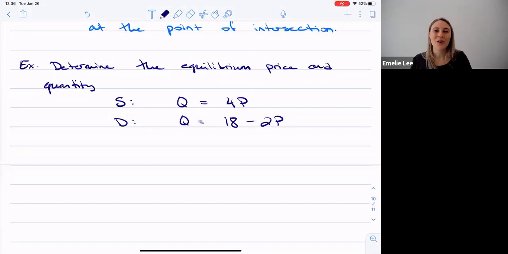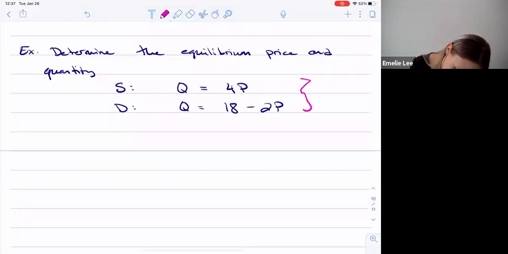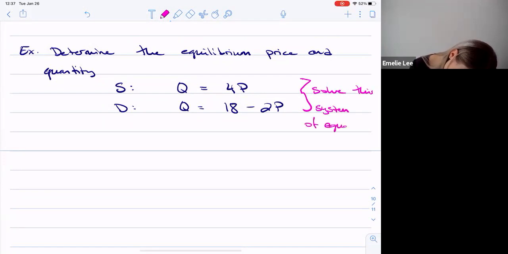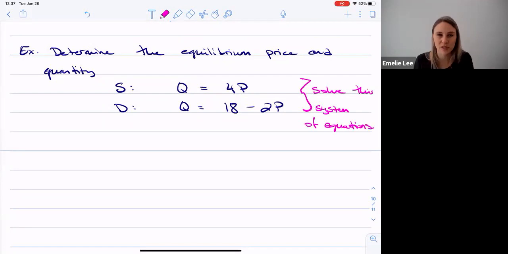Okay. What's nice about these equilibrium problems is that they kind of help you skip a step. Now, the reason I say that is because usually we would have this as a linear equation. Now, because I've already solved both of these for Q, or you're given Q equals 4P and Q equals 18 minus 2P, you can just take one of these Q's and substitute it into the other one and solve for P, right? And so here, we want to solve this system of equations to find the point of intersection.